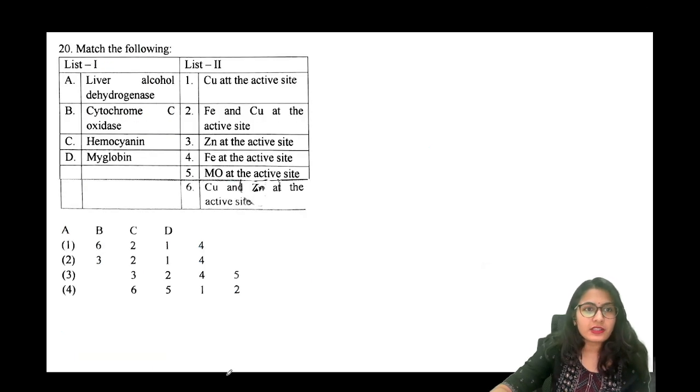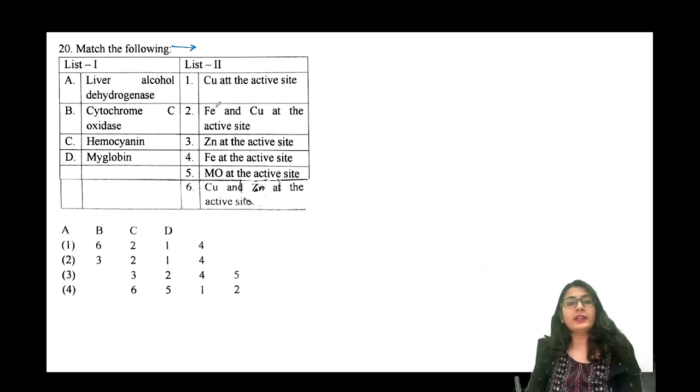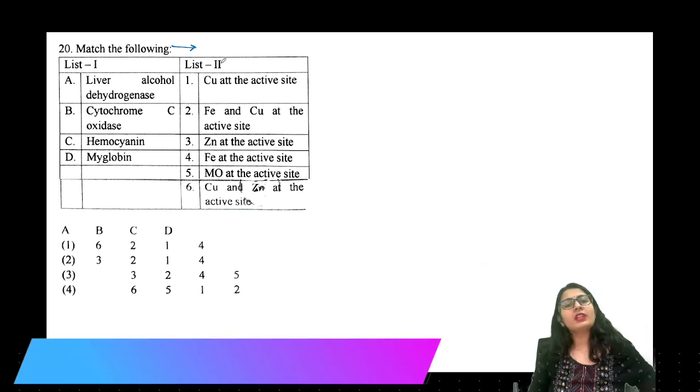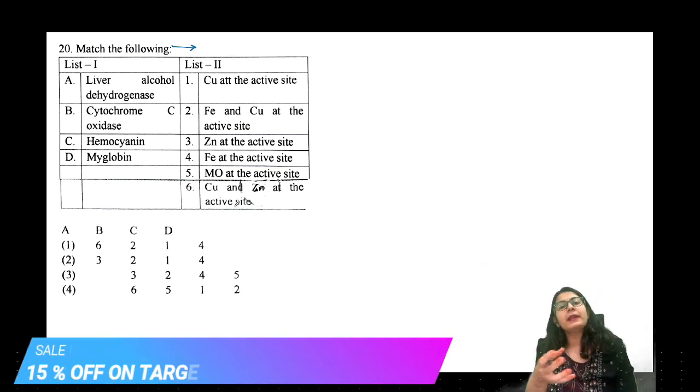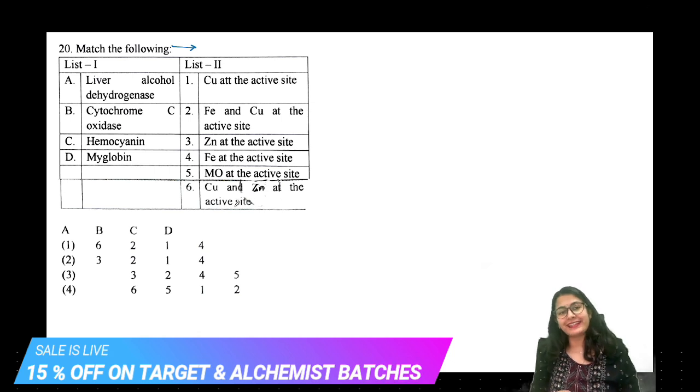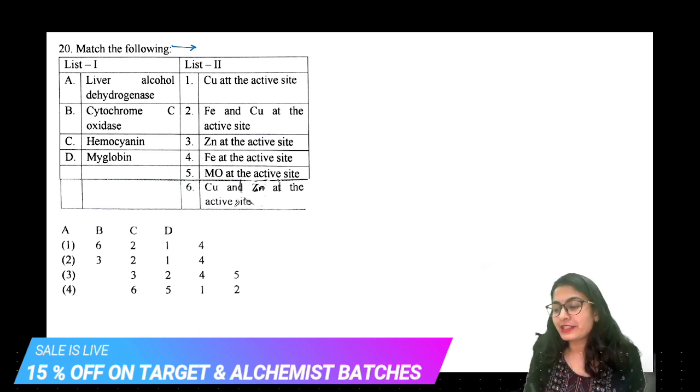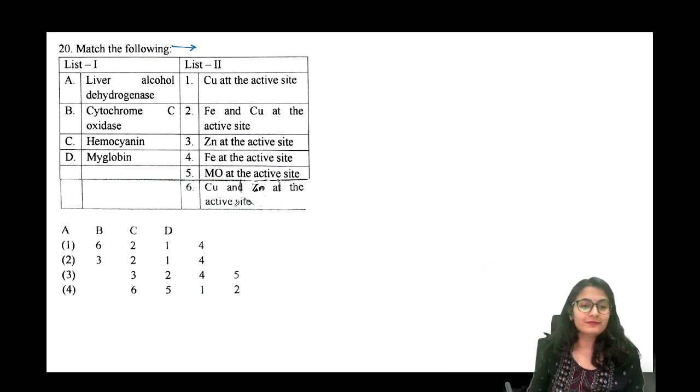Okay. Yeah. Next question is match the following all of these with all of their functions. तो ये क्या है? Liver alcohol dehydrogenase, cytochrome C oxidase, hemocyanin, myoglobin. All right. और ये क्या है? ये इनके फंक्शन या ये इनके मेटल्स है. Which metals are present at the active site? Okay, so these are like little questions, but you will only be able to answer when you know. So, if you have tried this out, let's see.